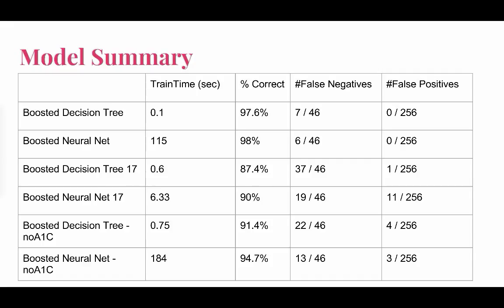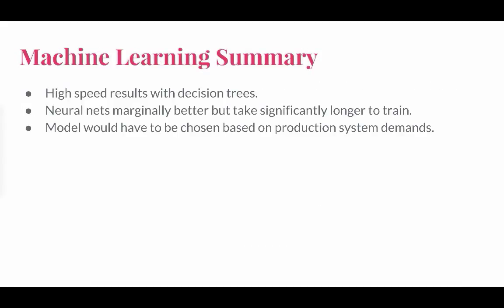And once they've had the A1C test, our model becomes very strong at alerting the doctor towards accidentally overlooking a diabetic patient. In summary, we get very high-speed training results with decision trees and marginally better classification with neural nets. However, it takes significantly longer to train. The exact model to be chosen would have to be based on the production system demands and available hardware and how much data.